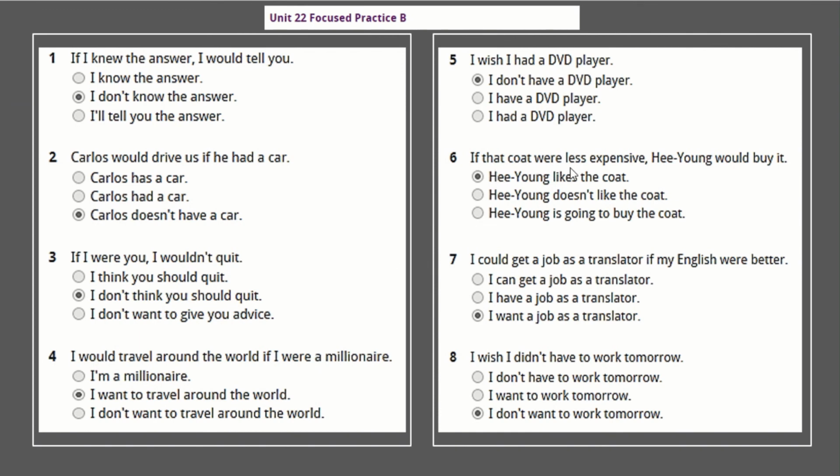If that coat were less expensive, He-young would buy it. Does He-young like the coat? Yes, of course, because he will like it, or he will buy it, sorry. He will buy it, so obviously he likes it, right? But unfortunately, it's expensive, but he likes it. Pay attention, analyze, as I always tell you.